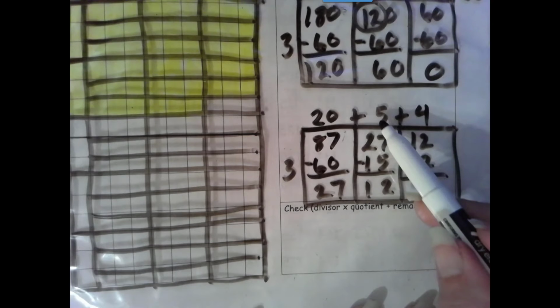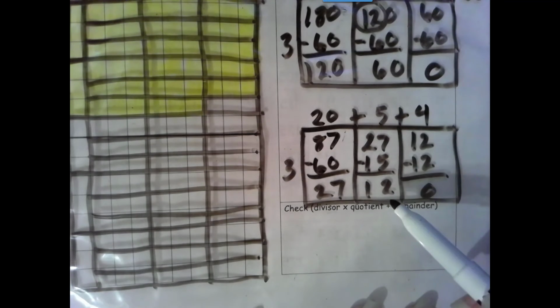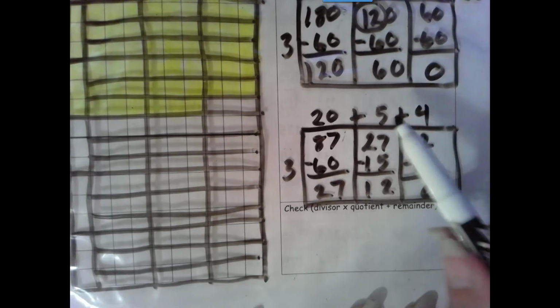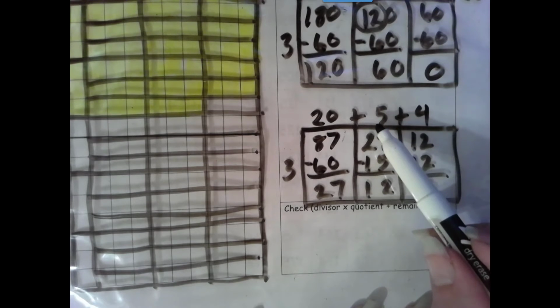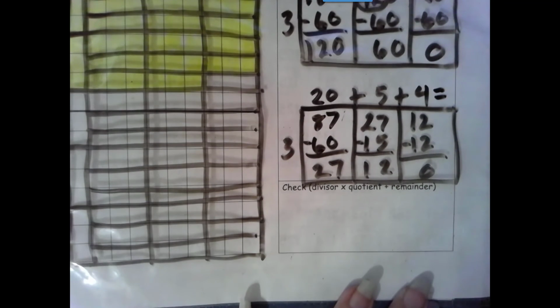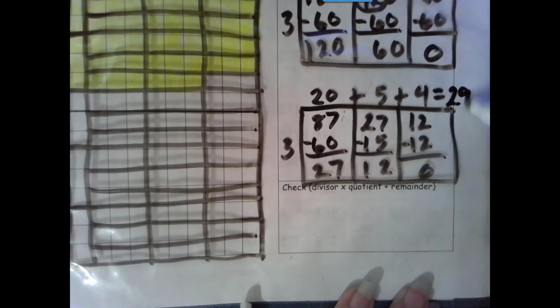Now you may have already known that 9 times 3 is 27, and you could have gotten there on this section here, but I wanted to show you that it doesn't matter if you know all your multiples. You can use what you do know to get there. It is faster if you know all your multiples, but you can still be successful with what you do know. I would recommend memorizing all your multiples to get done more quickly, but you can still be successful. 20 plus 5 is 25, plus 4 is 29.